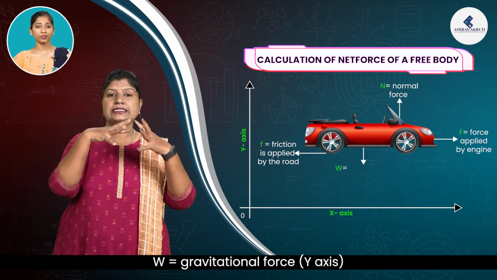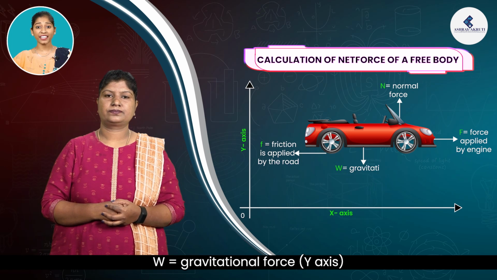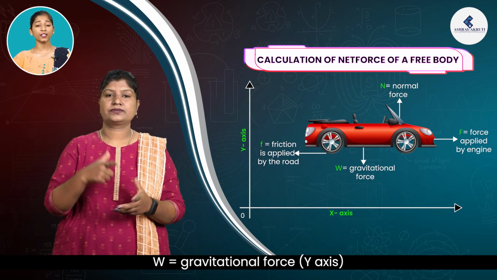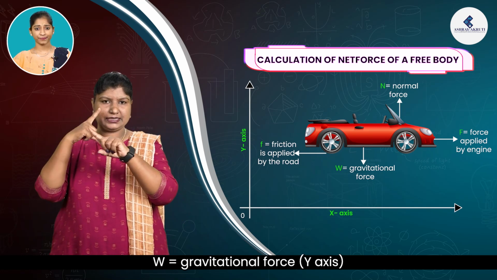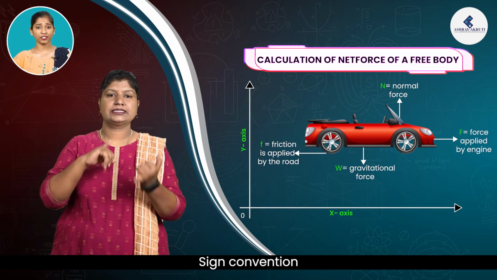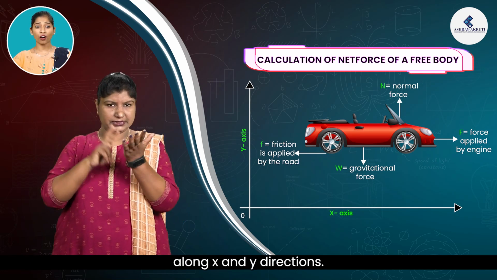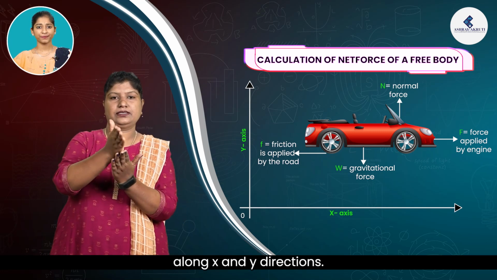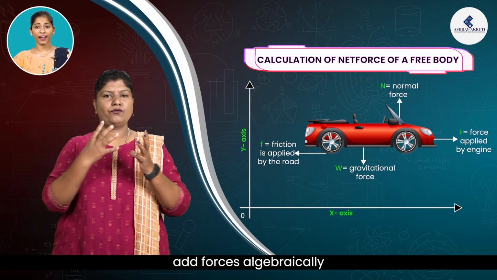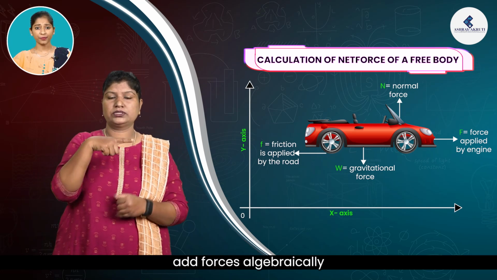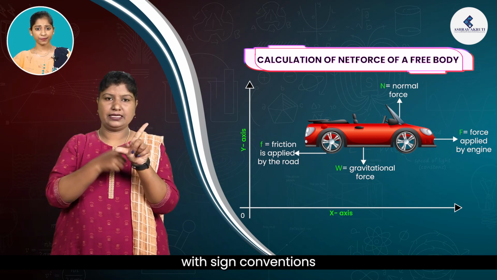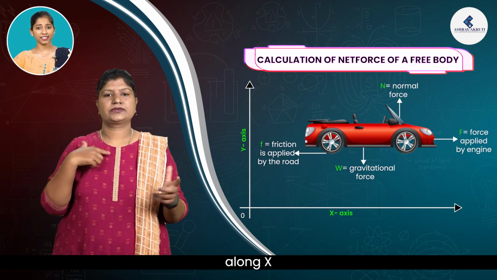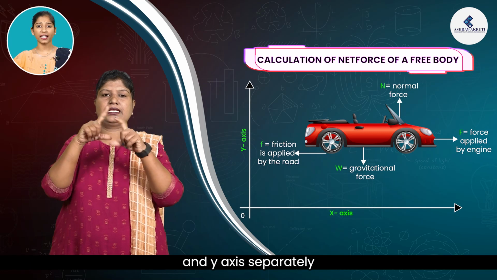W is equal to gravitational force along the y-axis. Sign convention is to be taken along x and y directions. Now, we have to add forces algebraically with sign conventions along x and y-axis separately.